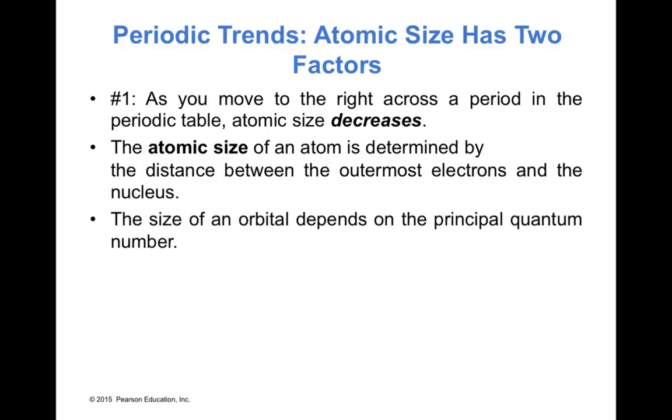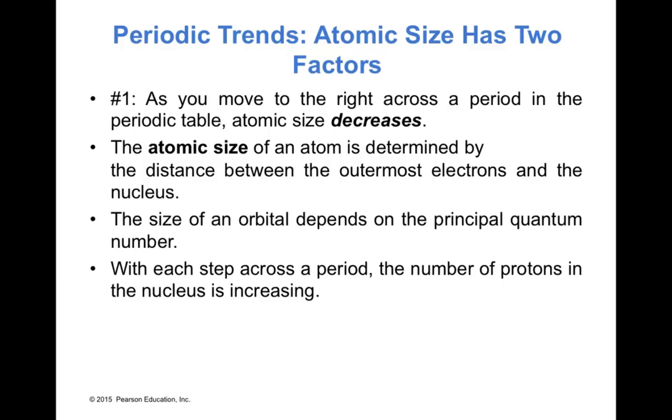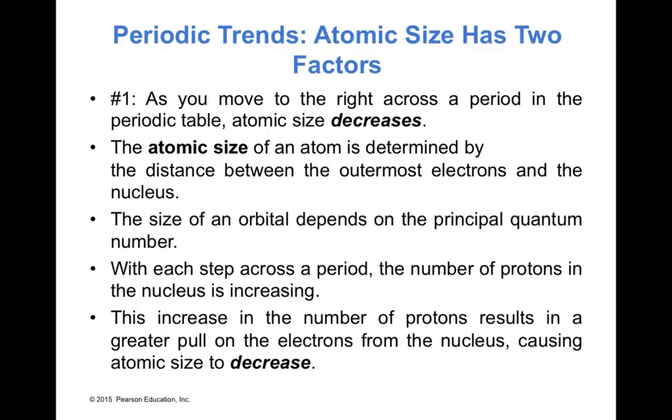The size of an orbital depends on the principal quantum number, and with each step across the period, the number of protons in the nucleus is increasing. This increase in the number of protons results in a greater pull on the electrons from the nucleus, causing the atomic size to decrease. So that's why the atomic size will decrease from left to right, because you're increasing that positive charge in the nucleus, and that will pull the electrons closer to the nucleus when you're going from left to right in the same period.